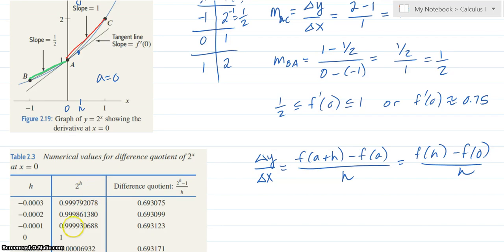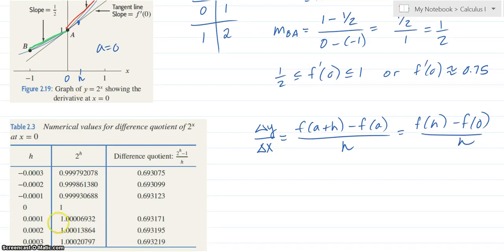So for instance, if we look to the right here, if I look at h being 0.001, look at how close that is to 1. 1.4 zeros, and then 6932. That would be the value if I plugged in that h, which in this case, since a is 0, is the same value of x. So if I plug in here 0.001, I get this value for my y. So if I subtract those and do this, you would get a closer estimate.